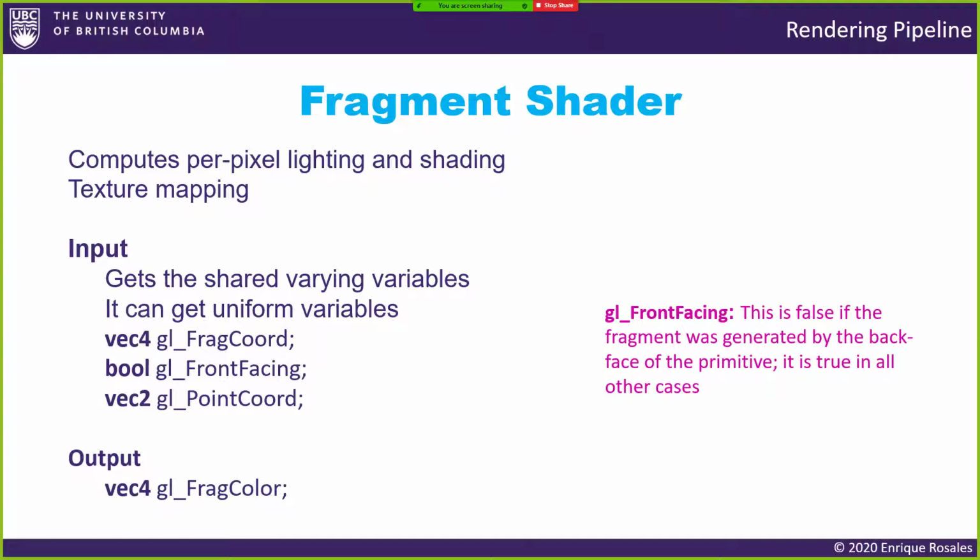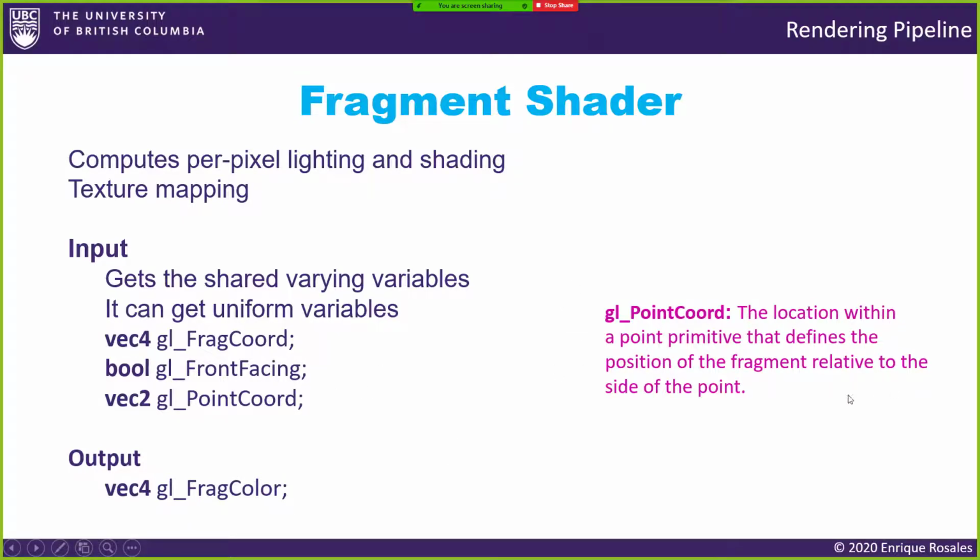So this option is very useful for that. And then the point coord, this one is a bit tricky. This is the location within a point primitive that defines the position of the fragment relative to the side of the point.